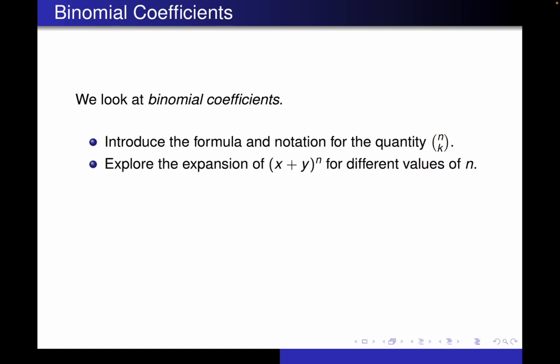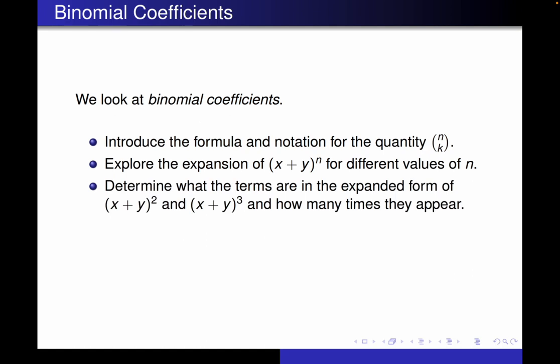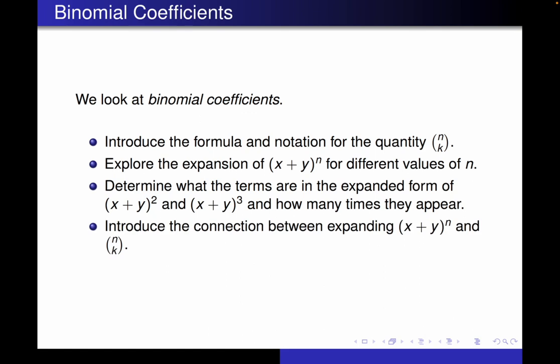We're going to look at the expansion of (x + y)^n. In other words, we're going to think about what happens when we multiply that out for different values of n. We're going to look at (x + y)^2 and (x + y)^3 and figure out how many times each term appears when we multiply them out. And we're going to introduce the connection between doing that expansion and those binomial coefficients, n choose k.